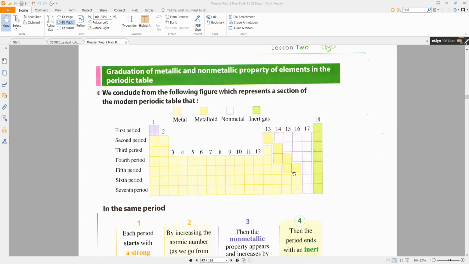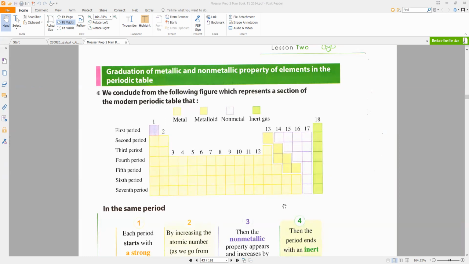But the metalloid is between metal and non-metal. It's called metalloid or semi-metal, and we will talk about it today. So the table has four types of element, graduated from metal to the inert gas. As we see, the left side is metal, then after it metalloid, then after it non-metal. The last type is the noble gases.